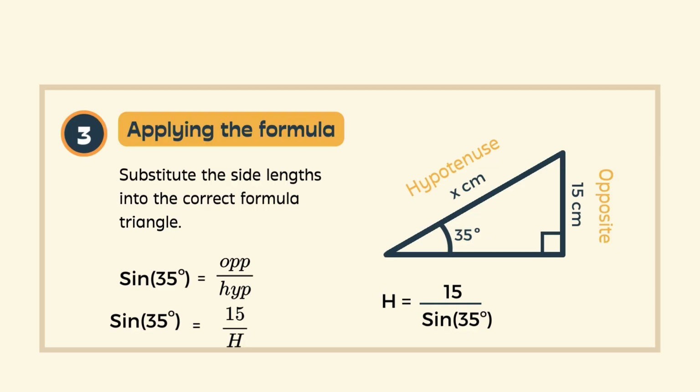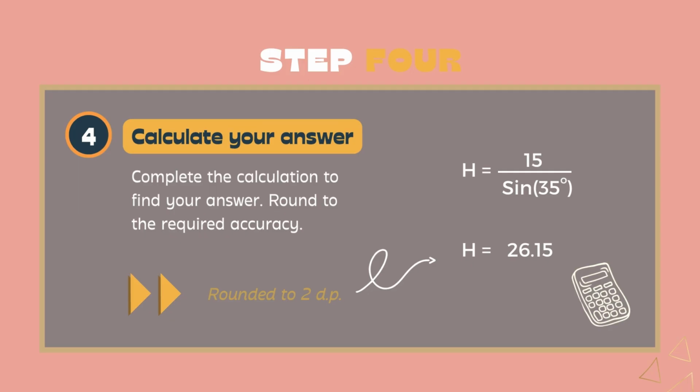So let us apply the formula. Sine 35 degrees is equal to opposite, which is 15 centimeters, divided by hypotenuse, which is x centimeters. So that's 15 over h, representing the hypotenuse. So the hypotenuse is 15 divided by the sine of 35. You go ahead and use your scientific calculator to calculate the answer. And then if you take it to 2 decimal places, you get that the hypotenuse is 26.15 centimeters.